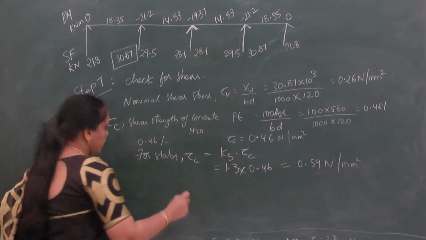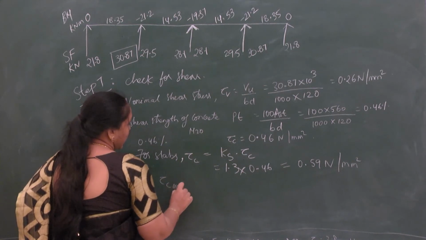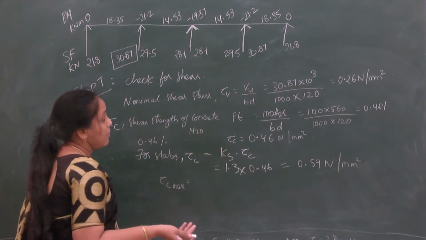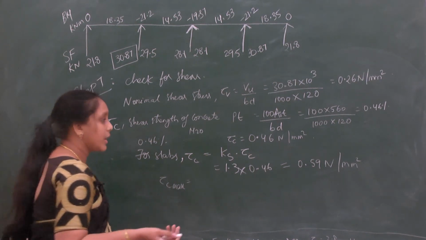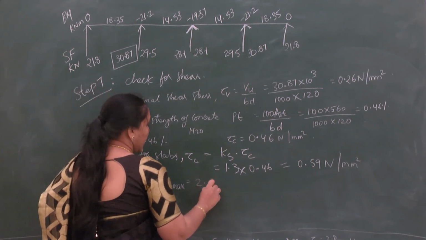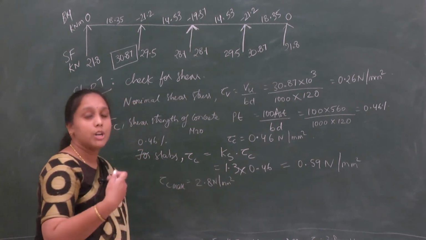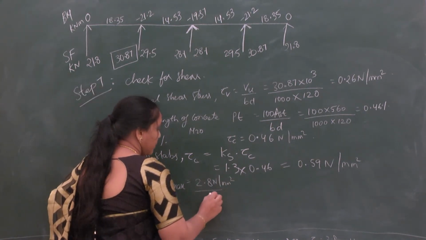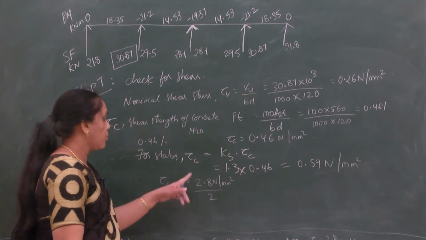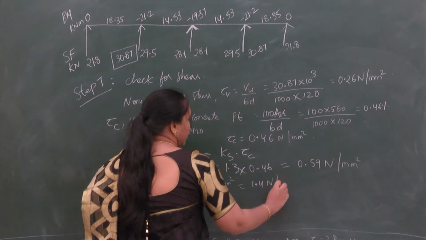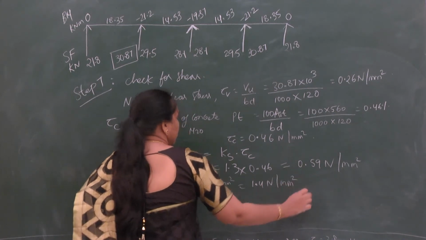So what is the next step we have to do? We have to calculate tau C max. So the tau C max value for M20 grade of concrete is 2.8 Newton per mm square. But for slabs we are going to consider half of this. So 2.8 divided by 2 will give you 1.4 Newton per mm square.